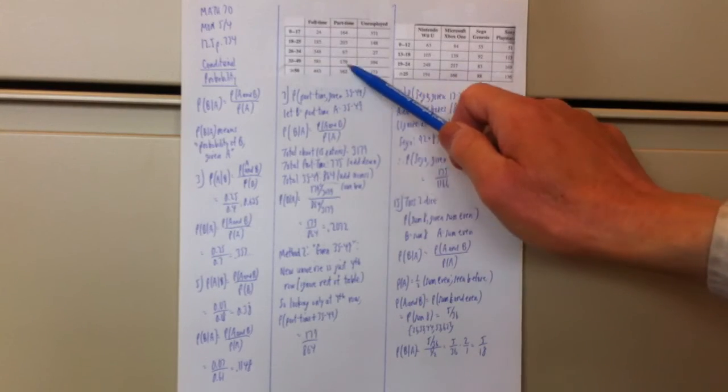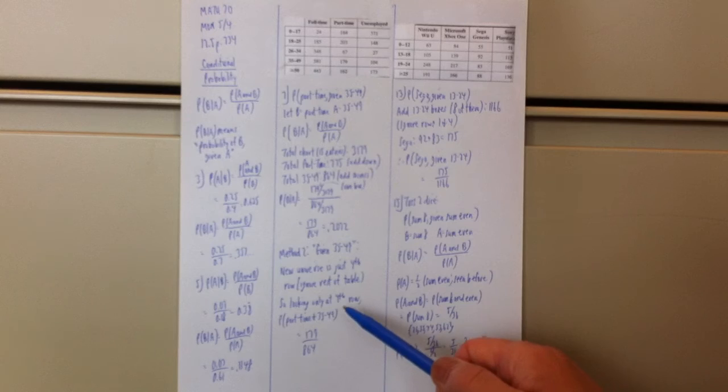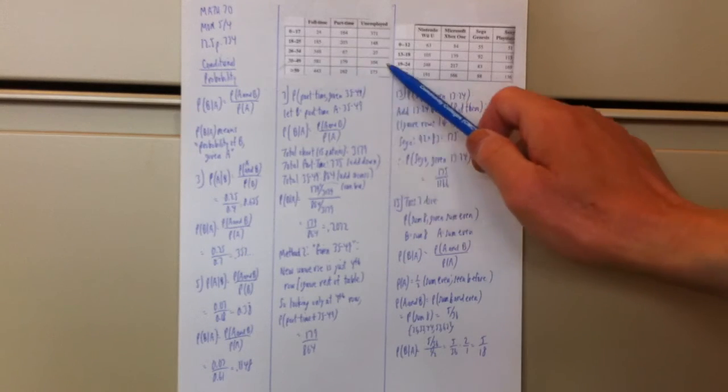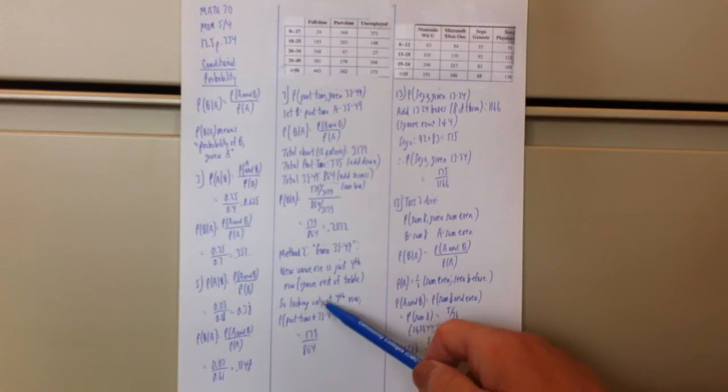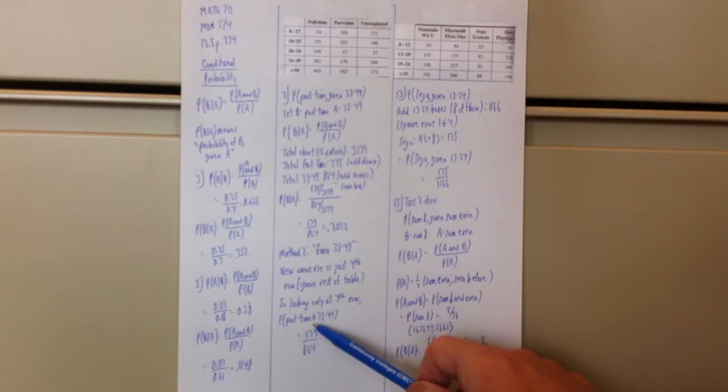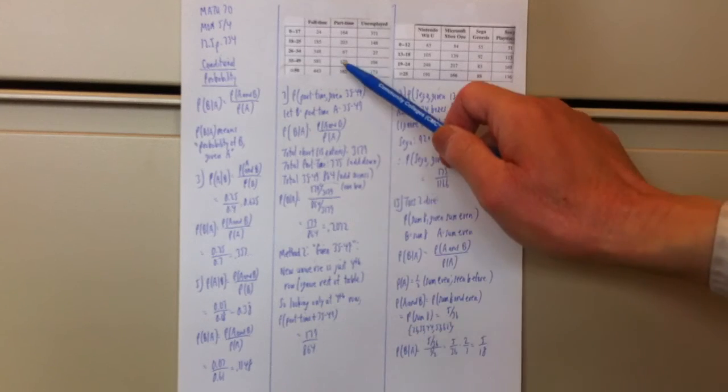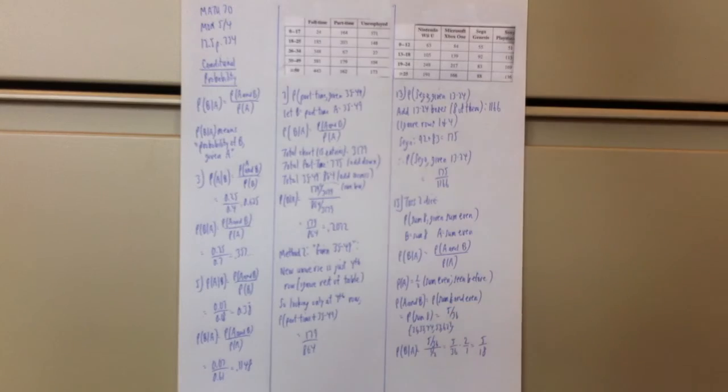Now, if I only look at these three boxes, what's the probability that the person is part-time? Well, I just look at this box out of the three. So it's 179 out of the grand total of 864. Right? So the new universe is just the fourth row. Looking only at the fourth row, the probability of being part-time and 35 to 49 is 179 over 864.